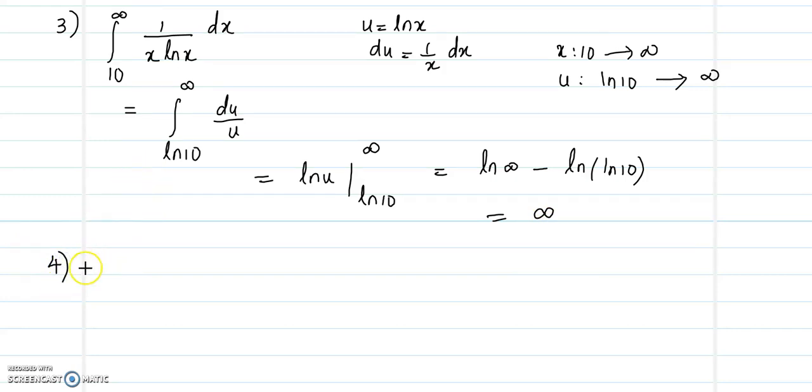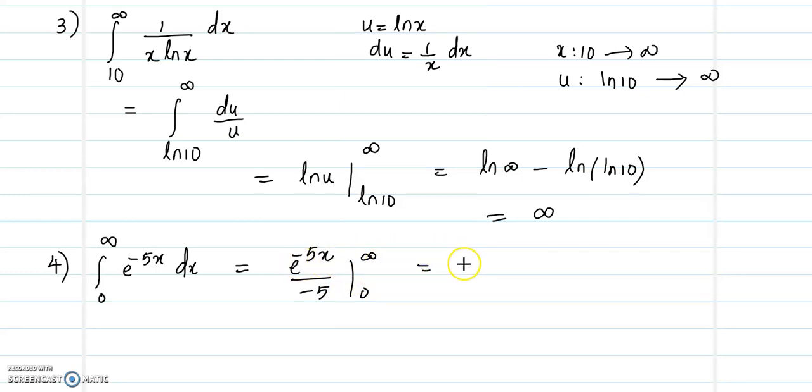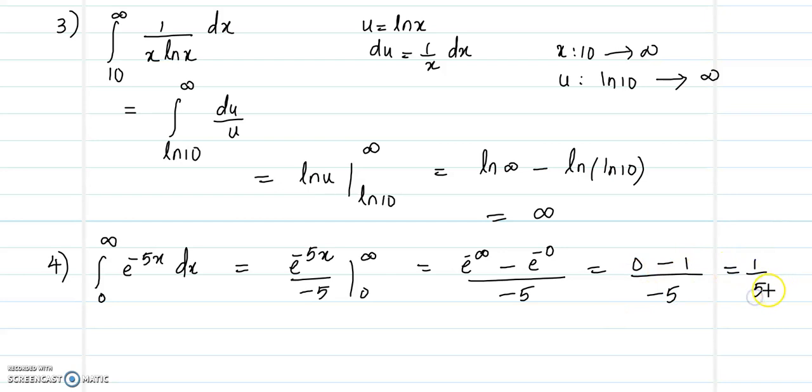And next problem we have the integral from 0 to infinity of e power minus 5x dx. The integral of e power minus 5x will be e power minus 5x by minus 5. Now applying the limit from 0 to infinity, we'll get e power minus infinity minus e power minus 0, by minus 5. And e power minus infinity will be 0 minus, we know that e power 0 is 1, so this will be 1 by minus 5. So the value of integral will be equal to 1 by 5.